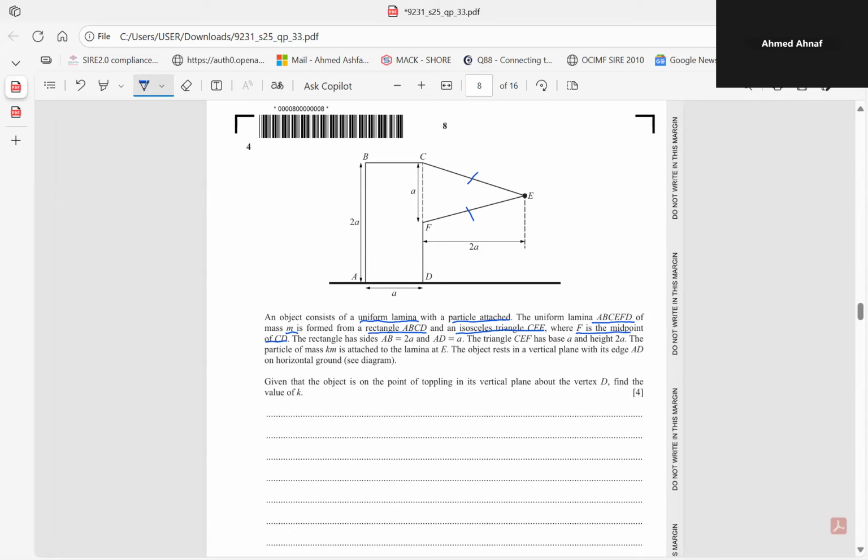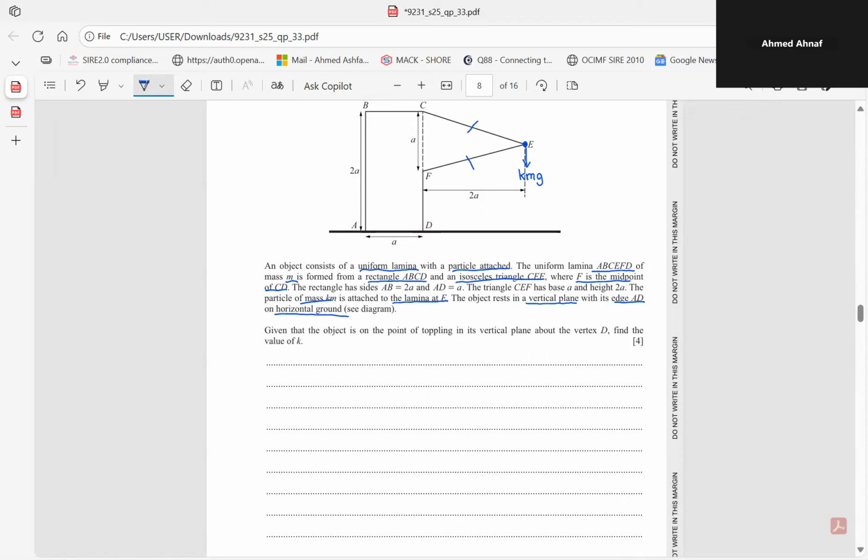Triangle CEF has a base a and height 2a. The particle of mass km is attached to the lamina at E, so it is this particle right here. Since its mass is km, its weight is kmg. The object sits in a vertical plane with its edge AD on the horizontal ground.